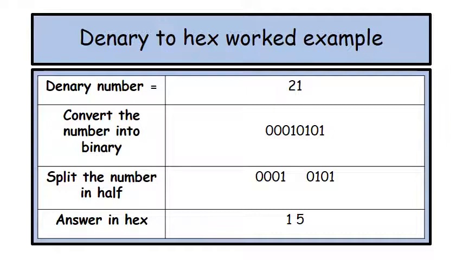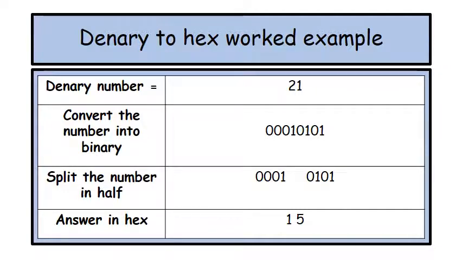Right, let's try and work out some examples now. What I want you to do is copy this example down as I'm going through it with you. Again, to save a little bit of time, you don't have to draw the lines, you just need to keep it nice and neat and space things out. So the denary number is 21. Then what you have to do is convert the number into binary.